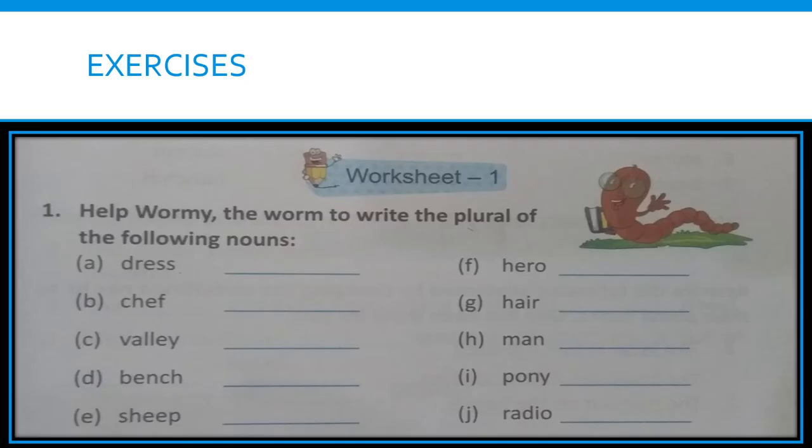Now I hope you have understood the concept well. Let us do these exercises. Now here is Wormy. You can see in the picture there is Wormy. Help Wormy the worm to write the plural of the following nouns. Now you have to write, these are singular nouns and you have to write plural of them. One I can do for you, like dress. Dress ends with double S. So dress ka plural kya hoga? Dresses. Right?